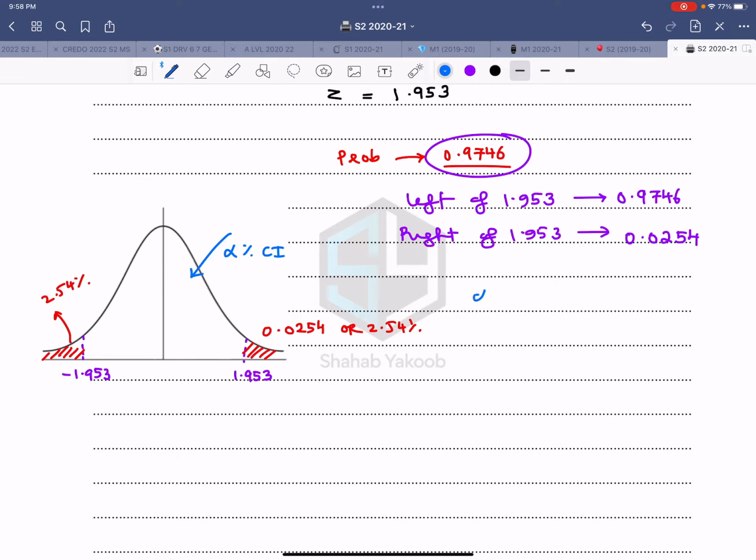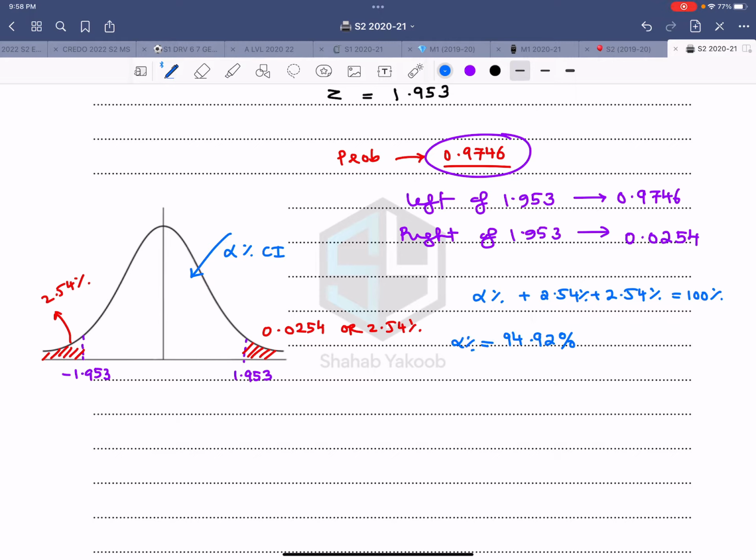So therefore this percentage plus 2.54 plus 2.54, everything is in percent, should equal 100%. So therefore this comes out to be 94.92%. That is the value of alpha percent.